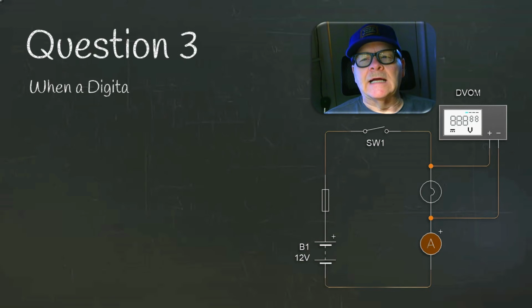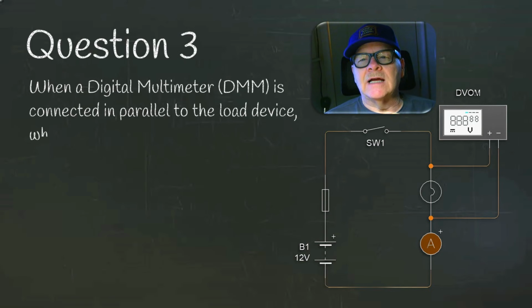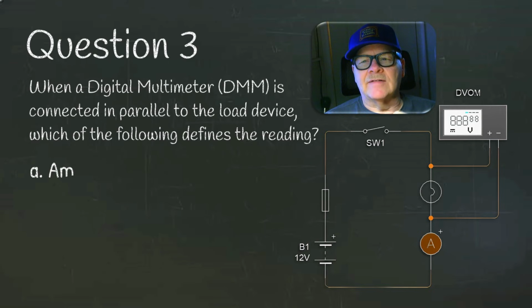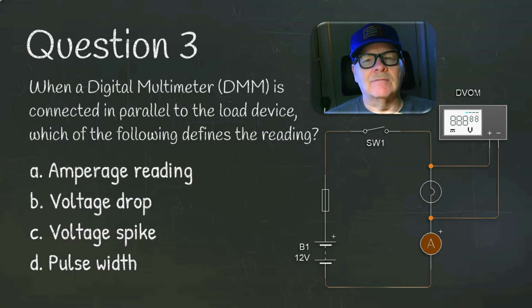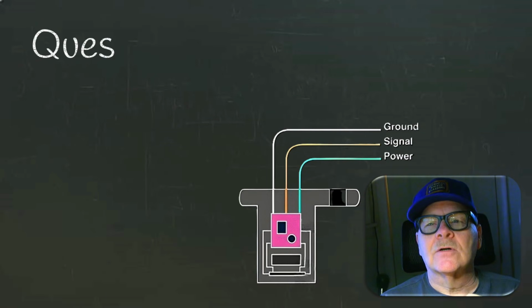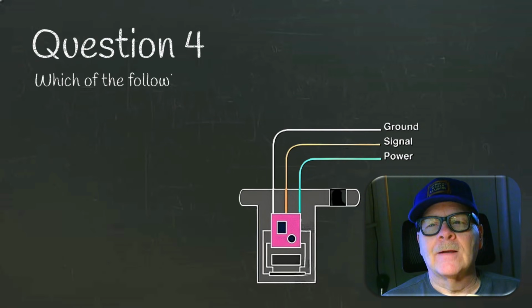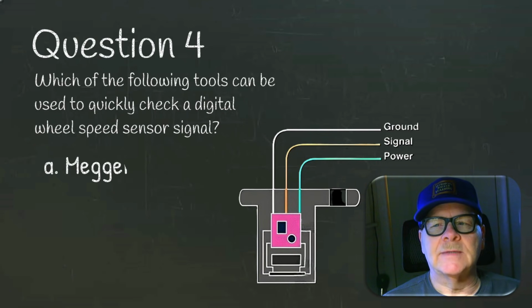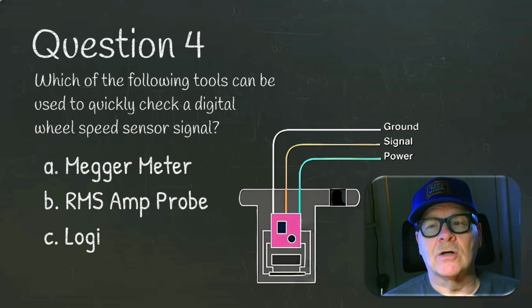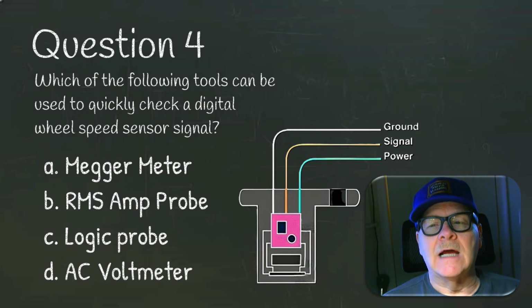Question number 3. When a digital meter is connected in parallel to the load device, which of the following defines the reading? Amperage reading, voltage drop, voltage spike, or pulse width? Question number 4. Which of the following tools can be used to quickly check a digital wheel speed sensor signal? A megameter, an RMS amp probe, a logic probe, or an AC voltmeter?